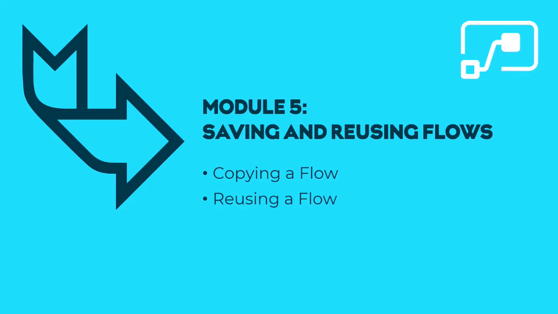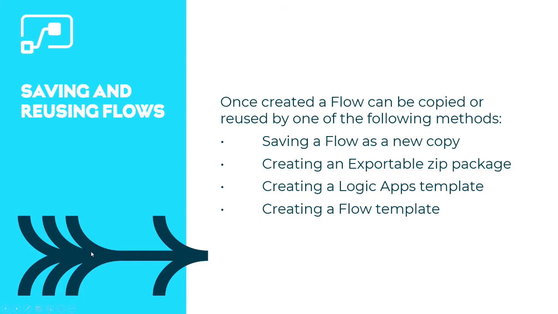Module 5, saving and reusing flows. This is actually quite a quick module to go through, and it's looking at the four key steps that we would do to demonstrate reusing your flows in different circumstances. You're talking about the ability to save a flow as a new copy, and this is a great way of making a slight variation of a flow, so you can copy the entire thing and then tweak it to do variants, different side effects.